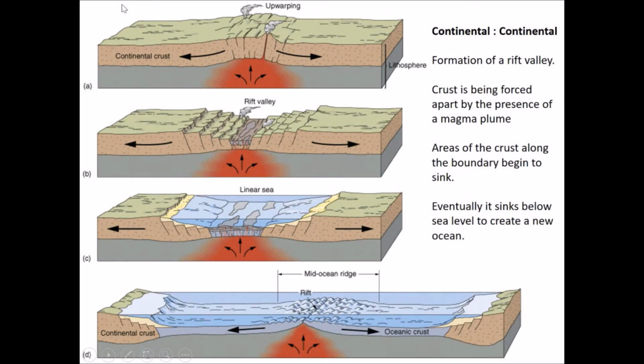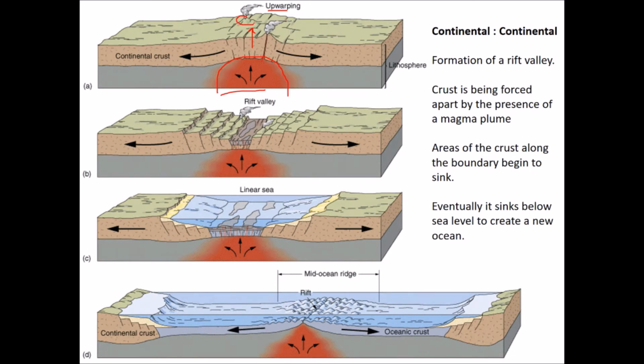Now, the second type of constructive plate boundary is where two bits of the Earth's continental crust are separating. What we can see here in diagram A is that originally perhaps we had some continental crust, and beneath it maybe a hot spot or a plume of magma underneath the crust. What that's done is it's caused the crust above it to be forced upwards. It causes it to warp. Imagine it bending upwards. That's creating lots of cracks and weaknesses within it.